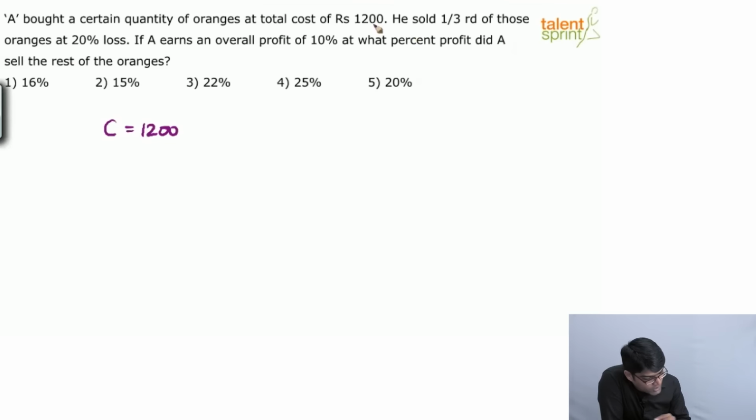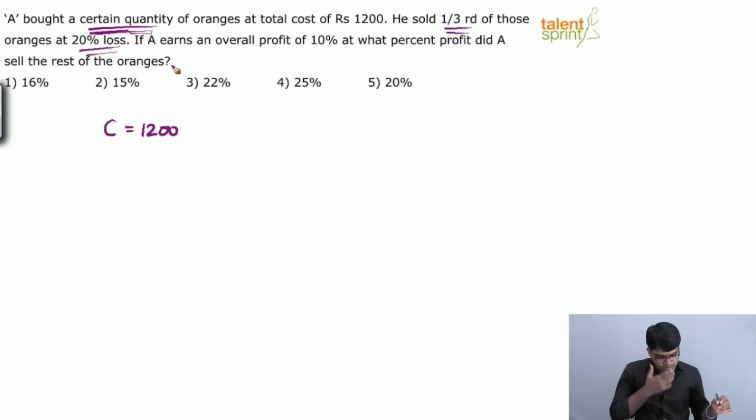Now he sold 1/3 of those oranges at 20% loss. Now maybe one question that most of you will have in your mind is, what is the quantity that he has bought? We have no idea about it. And 1/3 of that quantity has been sold at 20% loss. Then A earns an overall profit of 10%. So at what percent profit did A sell the rest of the oranges?